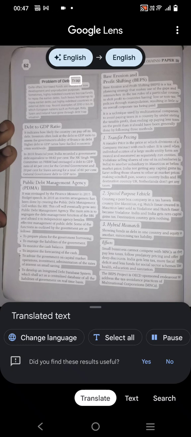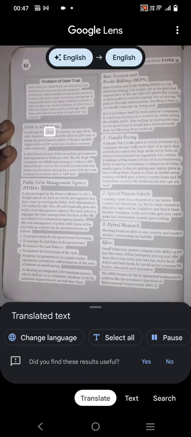Problem of debt trap. Quite often, borrowed funds are utilized for non-development and unproductive purposes. Sometimes, highly indebted countries borrow funds to repay the earlier debts. Such heavy borrowings to repay earlier debts put highly indebted countries in an external debt trap. Recent examples include the 2010 crisis in which European nations such as Portugal, Italy, Spain and Ireland went through a debt trap situation.